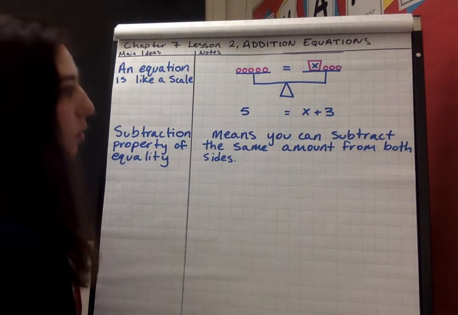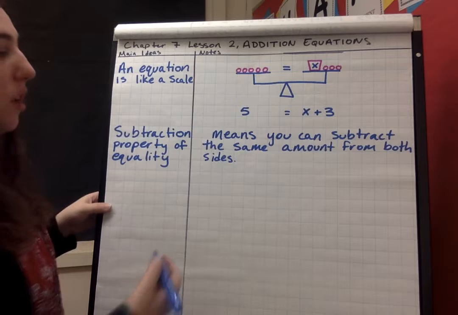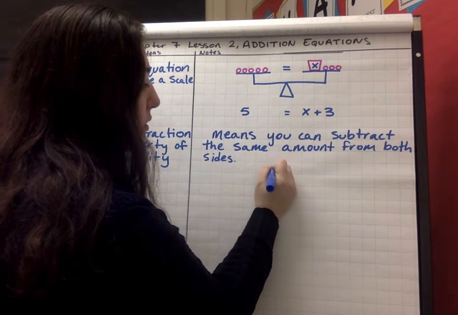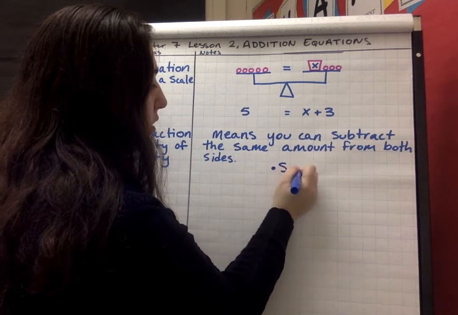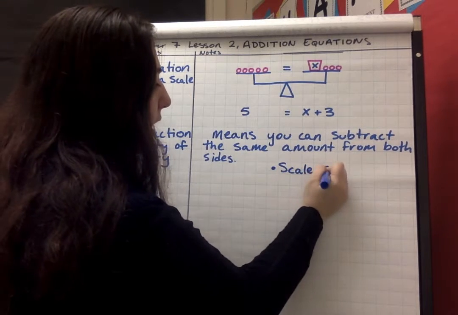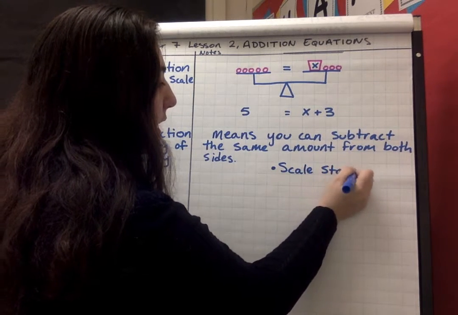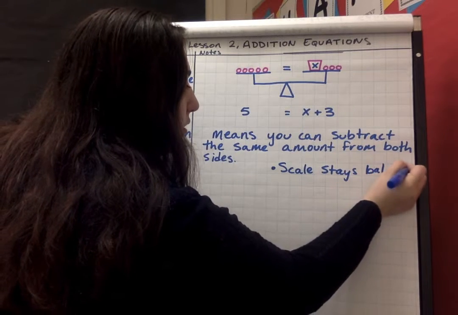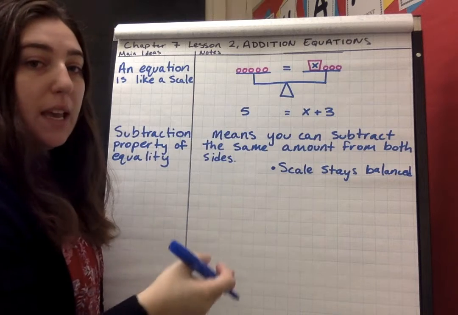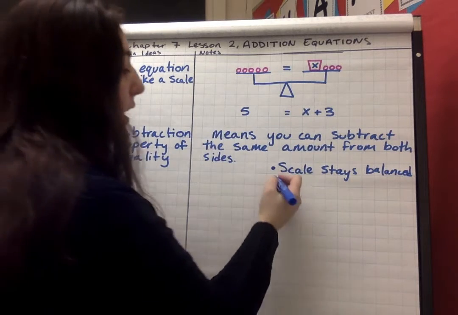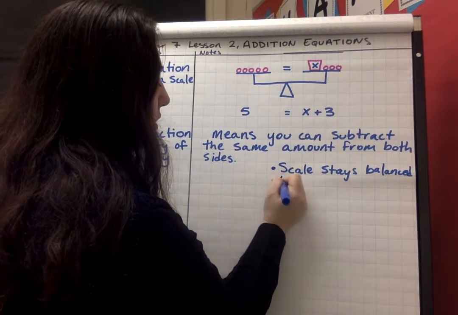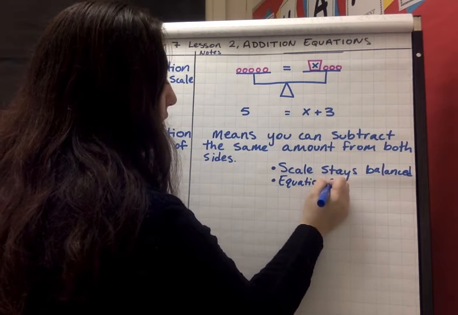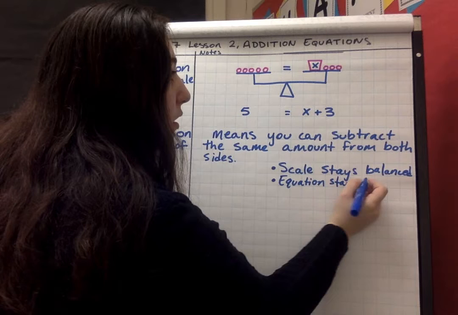Okay, and then let's just make some bullet points here. So the scale stays balanced, and if the scale stays balanced, then our equation stays balanced.